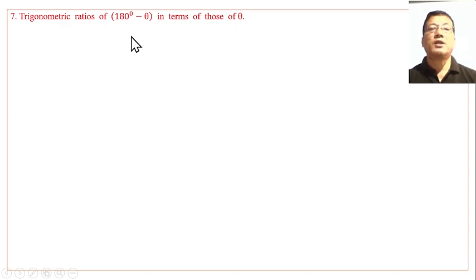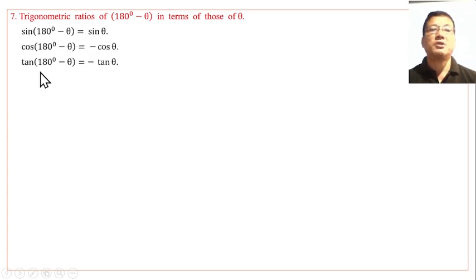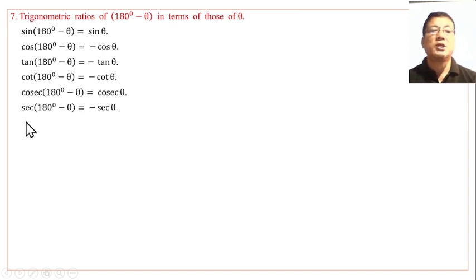Trigonometric ratios of 180 degree minus theta in terms of those of theta. This is proved geometrically in the textbook. Sin of 180 minus theta is sin theta, cos of 180 minus theta is minus cos theta. Tan of 180 degree minus theta is minus tan theta. Cot of 180 degree minus theta is minus cot theta. Cosec of 180 degree minus theta is cosec theta. Sec of 180 degree minus theta is minus sec theta.